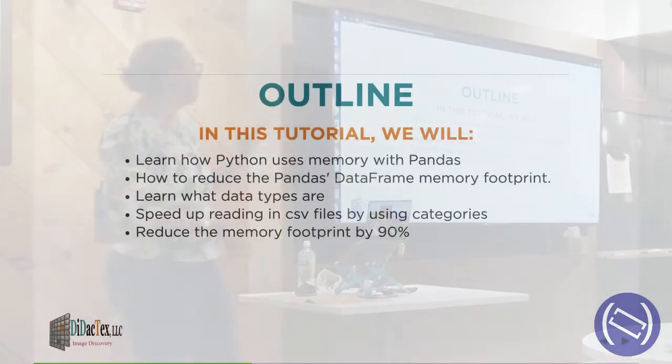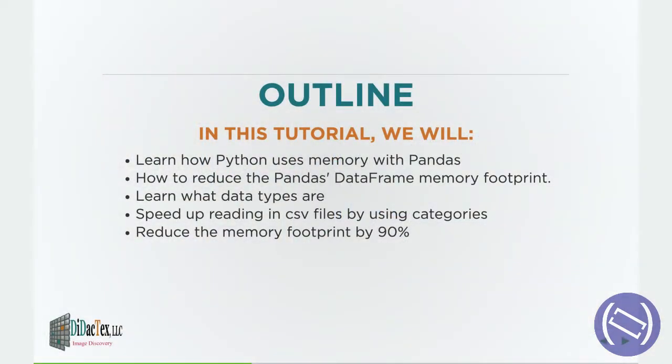In this talk, we'll go over how Python uses memory in Pandas. We're going to reduce the data frame footprint and learn what data types are. I just talked about some data types like int 8 and 16, char, and you might not know what those are. Then we'll speed up reading CSV files, and finally reduce the memory footprint by 90%.